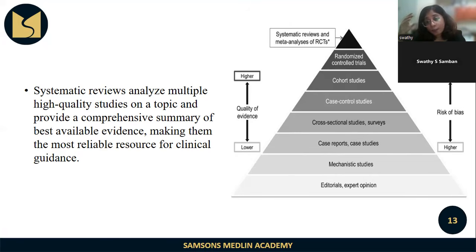And above that, at the peak, you can see systematic reviews and meta-analysis from all these randomized controlled clinical trials. People can write systematic reviews and meta-analyses. So whenever you see a systematic review or meta-analysis, you need to understand they are the top quality of evidence. Systematic reviews analyze multiple high quality studies on a particular topic and provide a comprehensive summary of the best available evidence, making them the most reliable source of clinical guidance. Okay, hope the answer is clear. Let's move on to the next question.